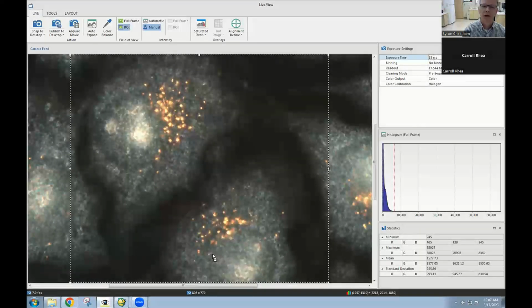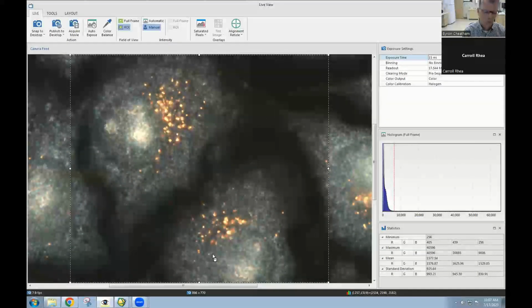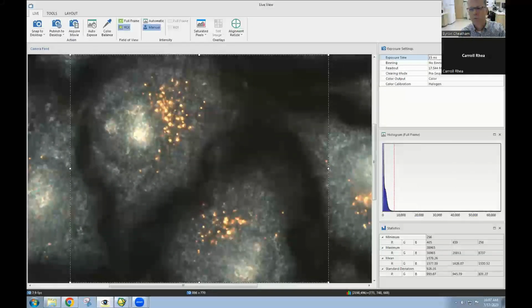But interestingly enough, it looks like they're congregating around the nuclear membrane in some cases, which is typical of what we see. Now, it is possible to see nanoparticles, if they're small enough, that may cross the nuclear membrane. We won't go into that today for purposes of time, but that is something that's possible.